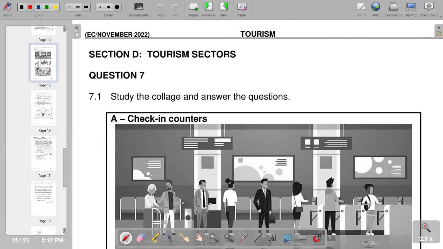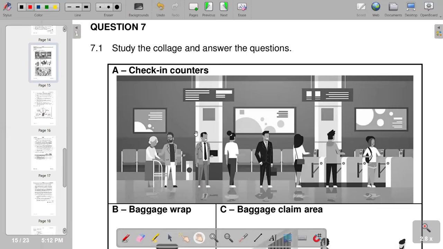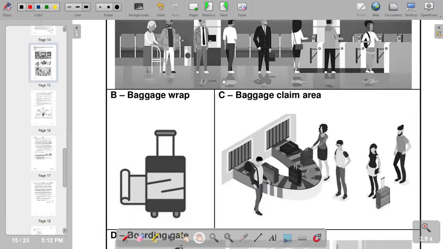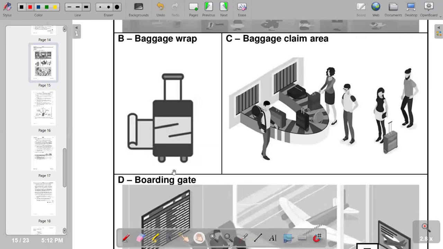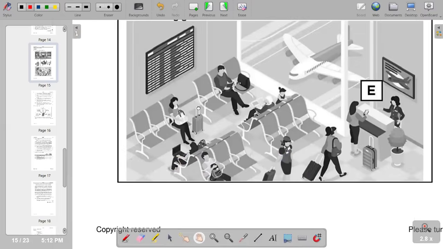Question 7 is on Section D, which is on tourism sectors. The first question says to study the collage and answer the question. We have pictures that we need to go through: the check-in counters, baggage wrap, baggage claim area, and also the boarding gate. These are the areas that are indicated.